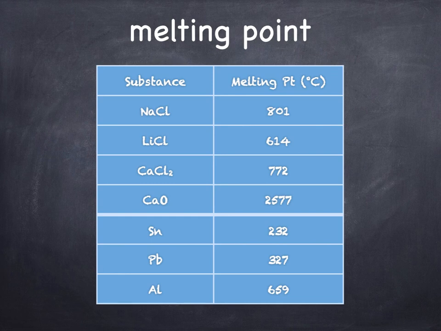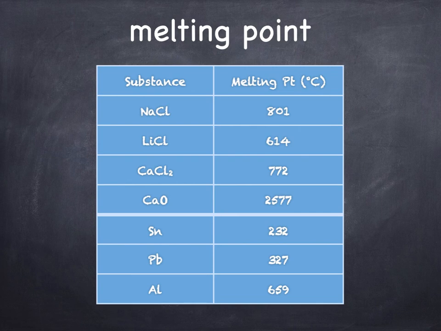In general, ionic bonds are stronger than metallic bonds, and you can see that when you look at the melting points of ionic compounds versus the melting points of pure metals. And so when we look at the melting points of the ionic compounds, 800, 600, 700, 2500, right? Whereas if we look at the melting points of metals, tin melts at 232 degrees, lead melts at 327, aluminum melts at 659, and of course, not every metal has a lower melting point than every ionic compound.